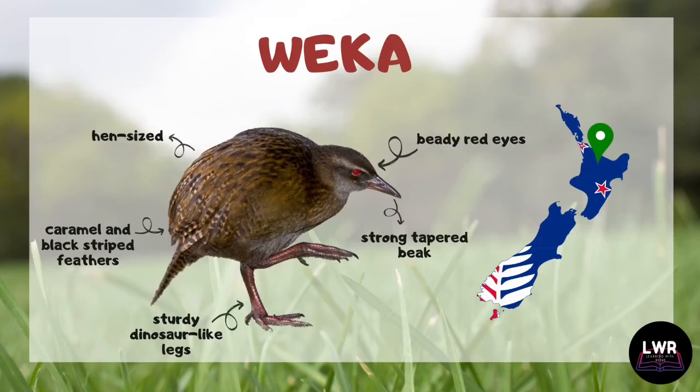Wekas are one of New Zealand's iconic mischievous birds, known to be attracted to human activities. They often steal foods brought by humans during their encounter. While, if they live near residential areas, they will probably raid vegetable gardens, poultry food, and even dog food. In terms of their physical characteristics, wekas are hen-sized birds having beady red eyes, strong tapered beaks, caramel and black striped feathers, and sturdy dinosaur-like legs.